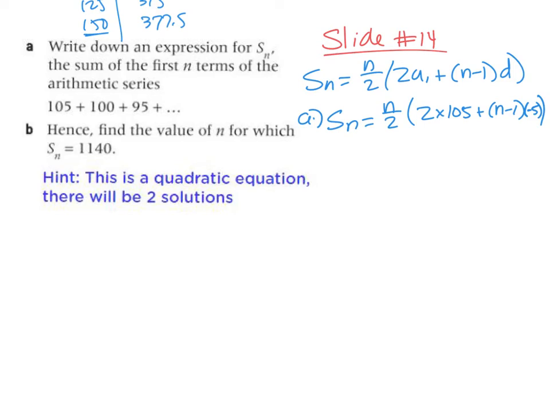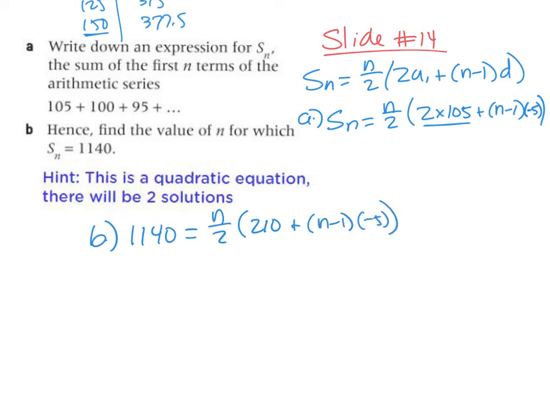Then letter B says, hence, find the value of n for which S sub n is 1,140. So we're basically solving this equation. Let me just write it down. I'm going to multiply 2 times 105 and make that 210 plus n minus 1 times my common difference. Now, this equation would end up being a quadratic equation because if you were going to work this out algebraically, eventually you'd have to multiply this n term on the outside of the parentheses times an n term somewhere on the inside.